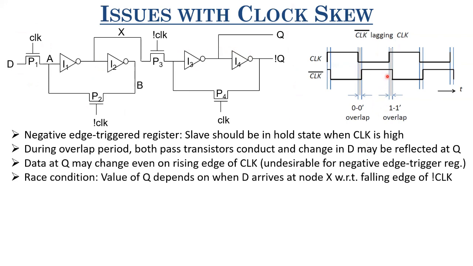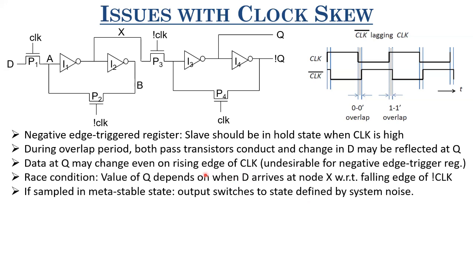However, if it arrives at node X after the falling edge of clock bar, after this overlap period is finished, then it's fine. The value of Q here won't change, right? So P hold will actually take care of this in real case, but I'll discuss that also. But first, let us discuss how exactly the value of Q is determined.